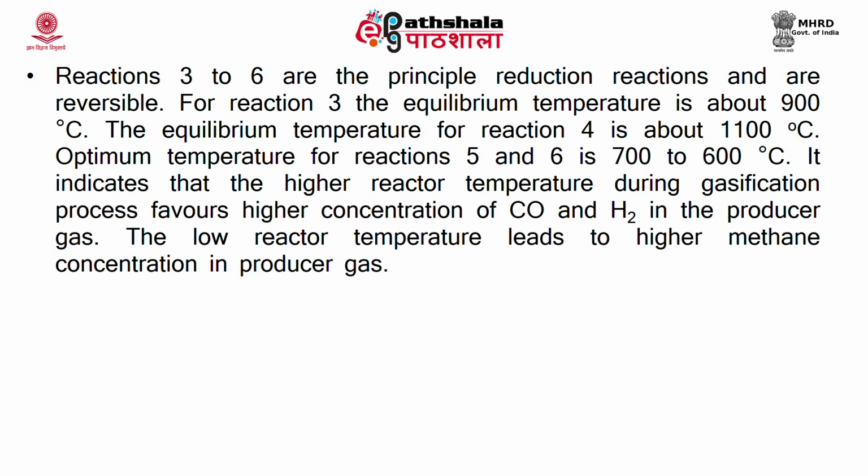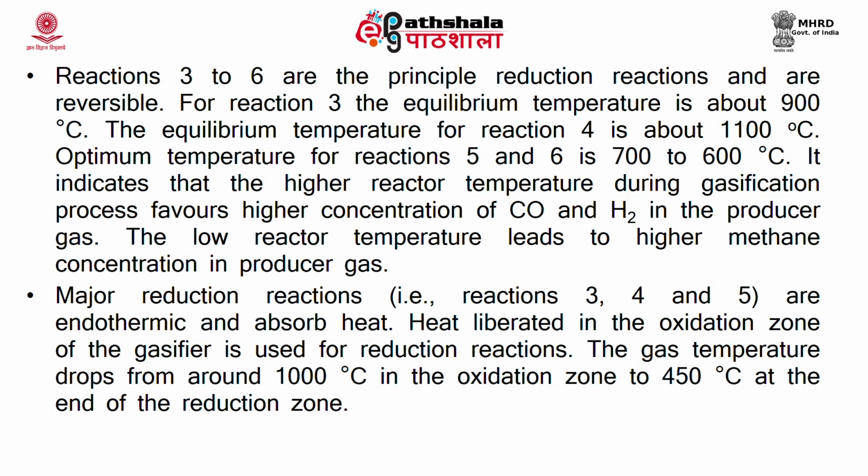Reactions from equation 3 to 6 are the principal reduction reactions and are reversible reactions. The temperature for equation 3 is 900 and for 4 is 1100 degrees Celsius, and for equations 5 and 6 it is 600 to 700 degrees Celsius. So, it indicates that a higher reactor temperature during the gasification process favors a higher concentration of carbon monoxide and hydrogen in the producer gas. A low reactor temperature leads to a higher methane concentration in the producer gas.